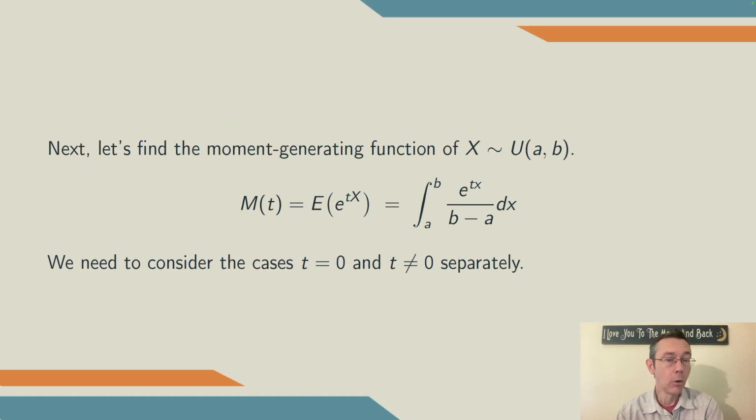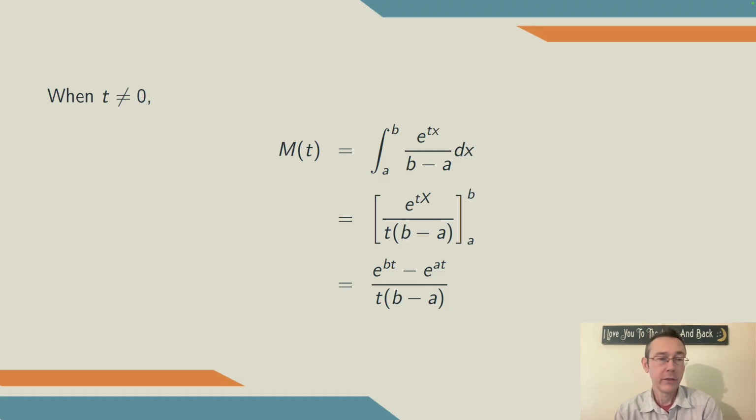Finally, let's find the moment generating function of a uniformly distributed random variable. That means finding the expected value of e to the tx, and that means integrating from a to b e to the tx over b minus a. And we need to consider the cases t equals 0 and t not equals 0 separately here. When t is not equal to 0, we anti-differentiate and we get e to the tx over t times (b minus a). We evaluate that from a to b.